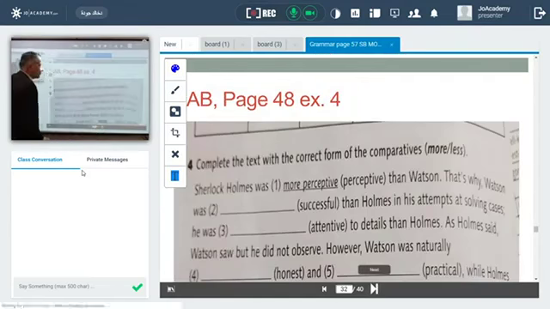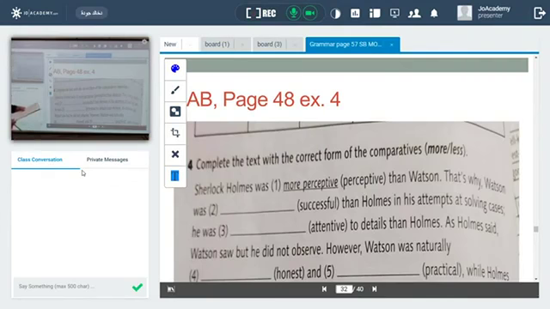Next, we are going to see exercise 4, page 48 from your activity book. Okay, in this activity book, look at exercise number 4. Here we have to fill in the blanks. Complete the text with the correct form of the comparatives, more or less. Here we have to put more or less with the adjective because it's long adjectives. The first one is done for us.